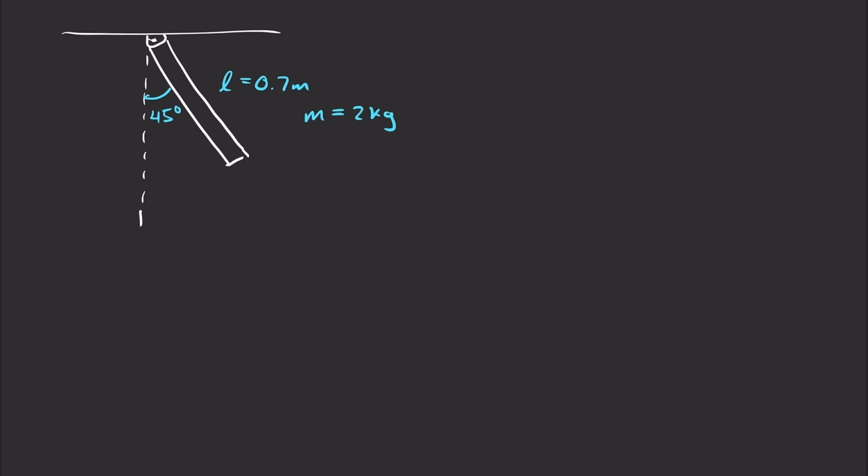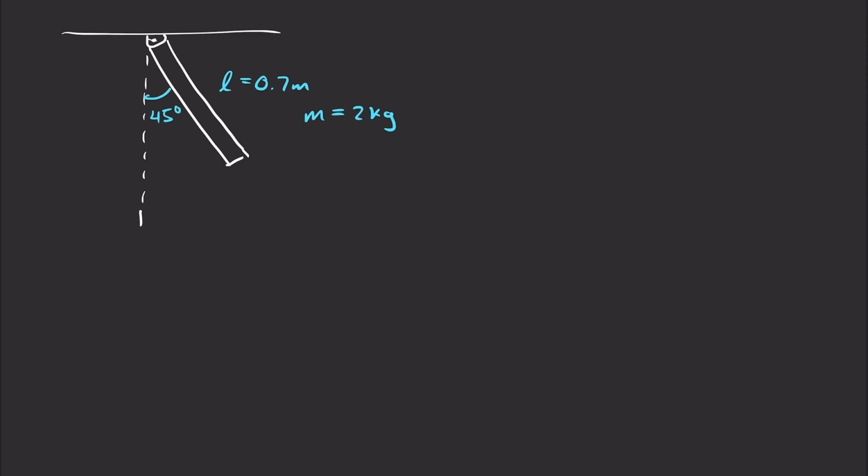Next problem, you have this rod, this thin uniform rod. It's got a pivot point at the ceiling, and it's making some angle with the vertical. So this is an angle of 45 degrees, not drawn to scale. The length is 0.7 meters, and its mass is 2 kilograms. And we want to find the initial angular acceleration after the rod is released.